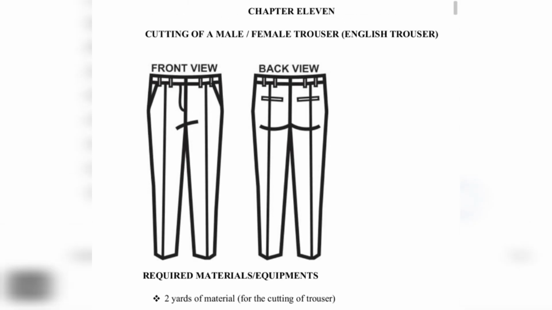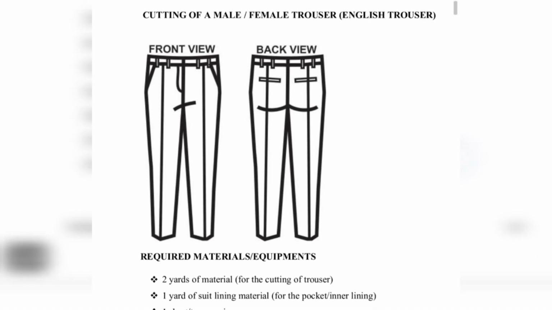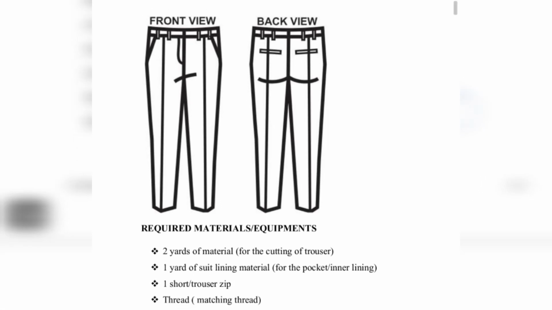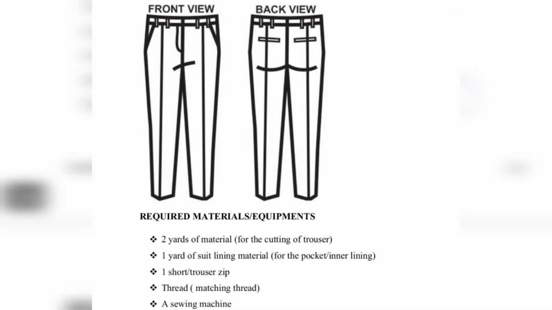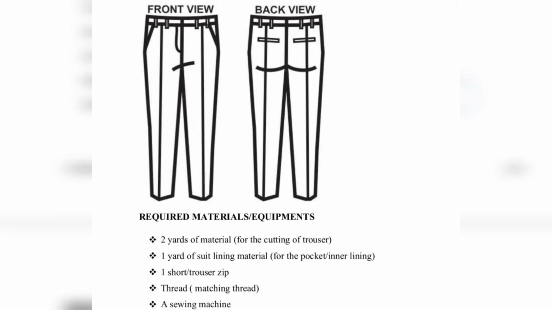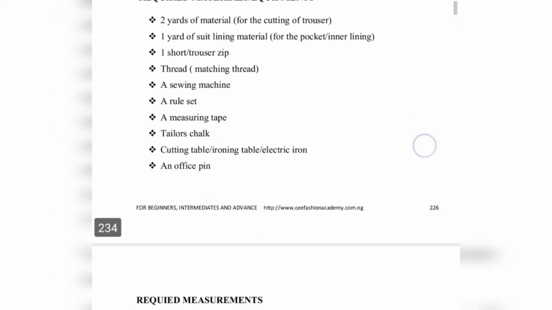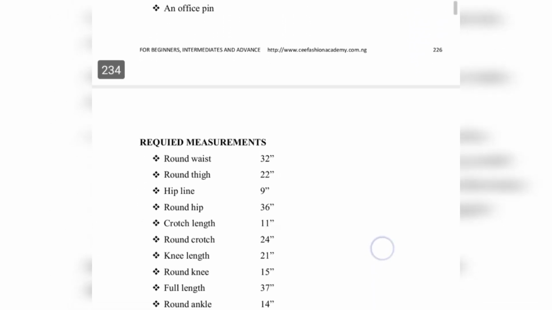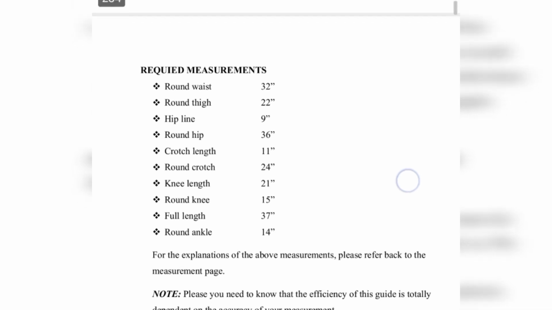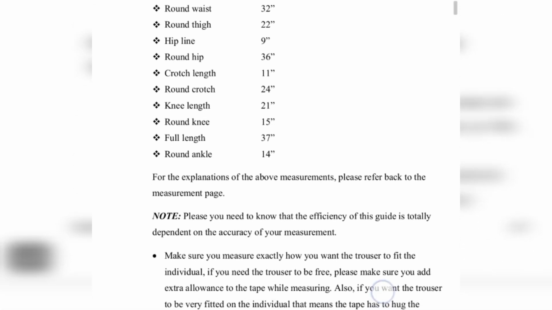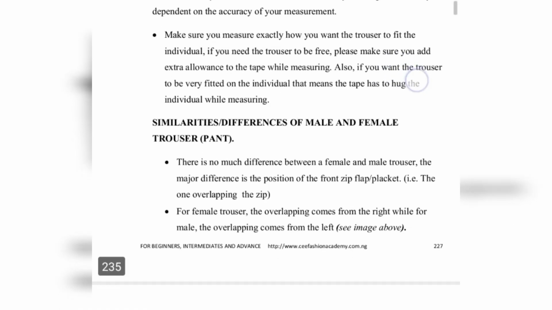As you can see, these are the required materials which we are going to use here: 2 yards of material, 1 yard of suit lining, 1 short trouser zip, thread, a sewing machine, and the rest. So these are actually what we are going to be using. Are you seeing it? Okay. This is the required measurement. We are going to be working with the circumference of the waist, circumference of the thigh, hip length, round hip, crotch length, round crotch, knee length, round knee, and full length.